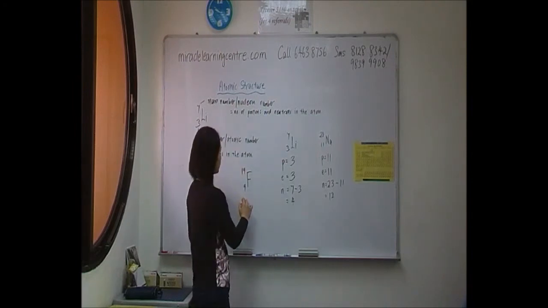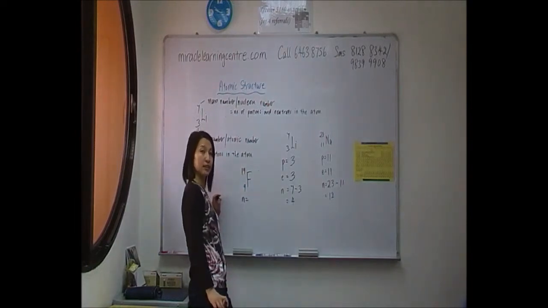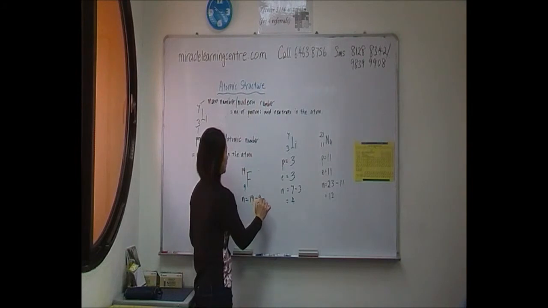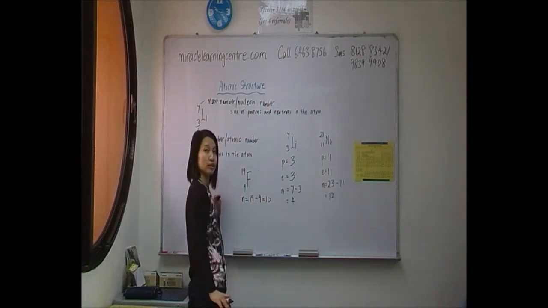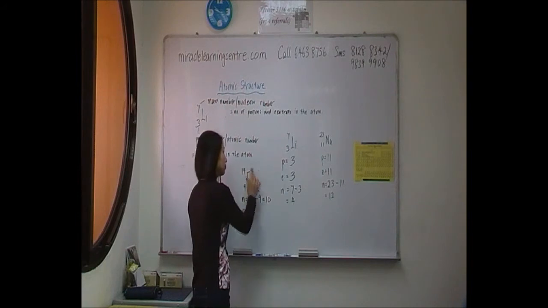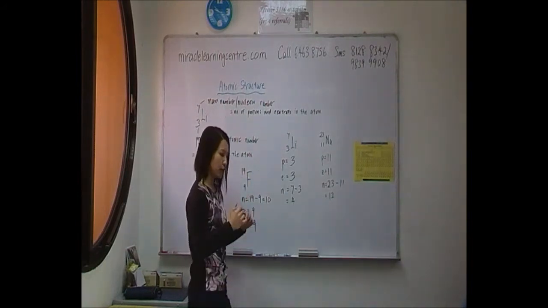So now how many protons are there? Let's start with neutrons. How many neutrons do you think there are? 10, 19, or 9? It should be 19 minus 9. So there are 10 neutrons. Protons, there are 9 because this is the proton number. And electrons, because it's an atom, there's no charge. The number of protons is the same as the number of electrons.